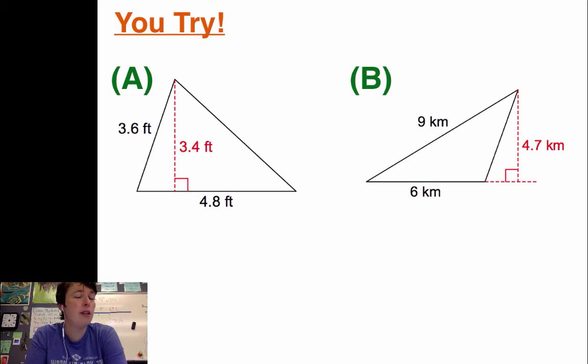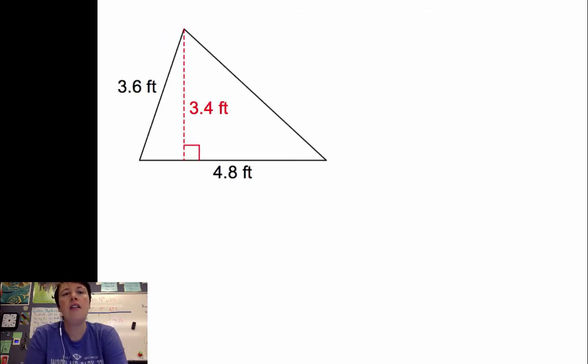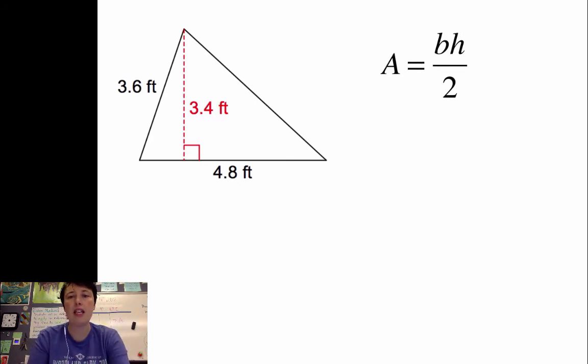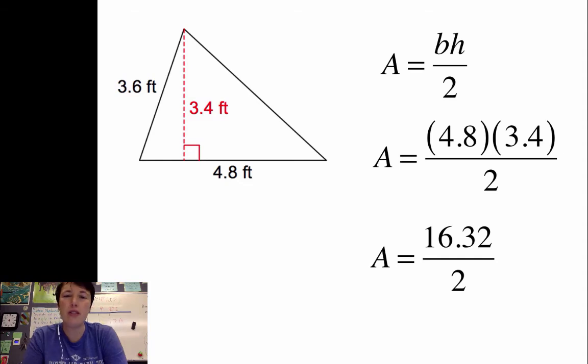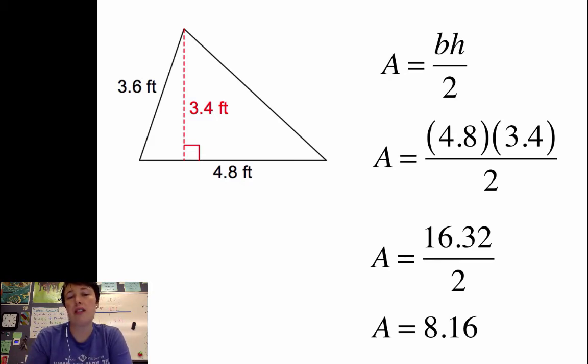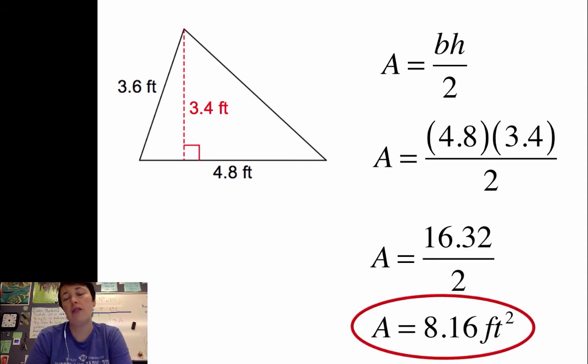Okay, you're unpausing the video, I hope, and you are ready to check your answer. So we're going to go through each of these and see how you did. First one's all measured in feet. We're going to use our formula. Hopefully you wrote down the formula. A equals base times height divided by 2. The base in this problem is the 4.8 and the height is the 3.4. So you needed to multiply on your calculator 4.8 times 3.4 and that gives you 16.32. But you have to divide by 2. And when you divide by 2, you get 8.16. So your answer is area equals 8.16 and it's feet squared. So there's your final circled solution.